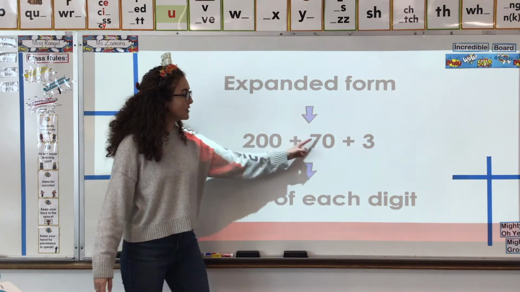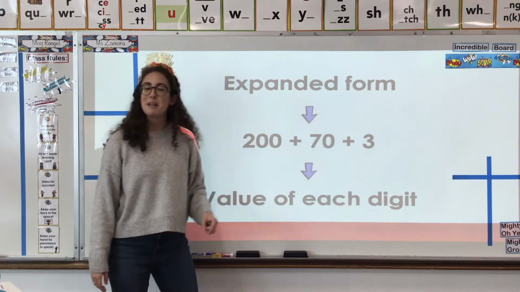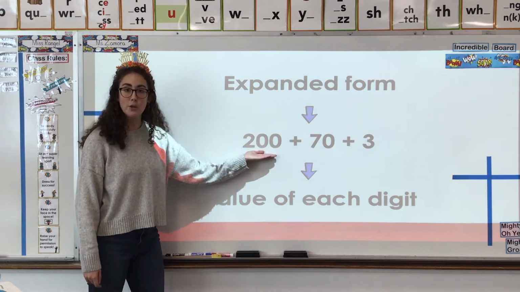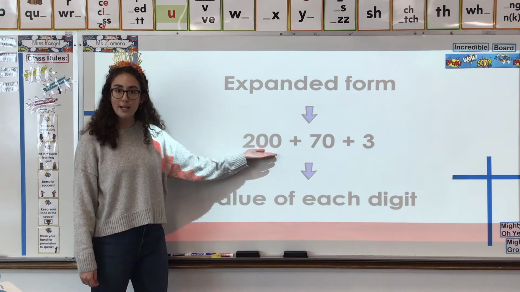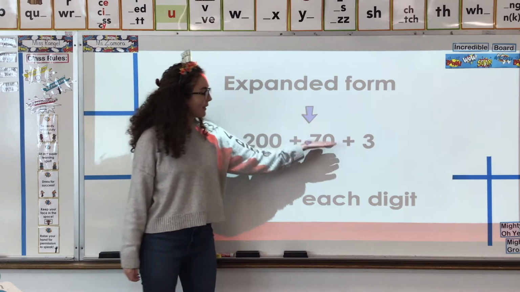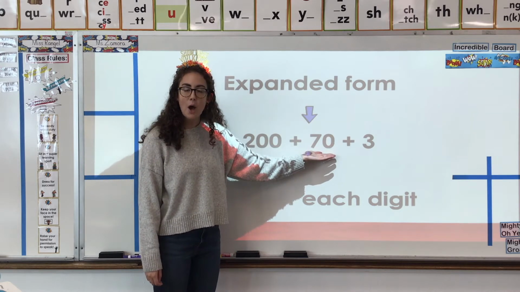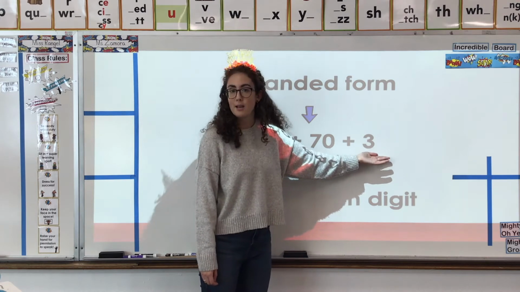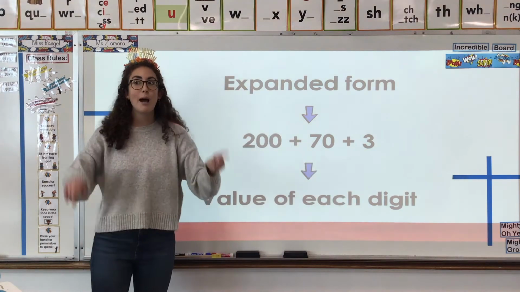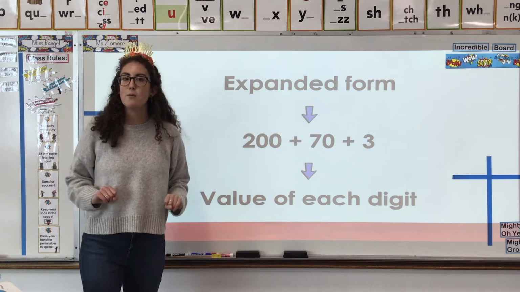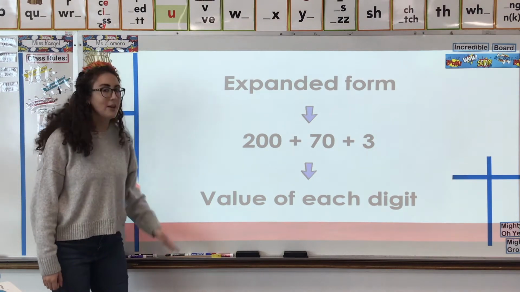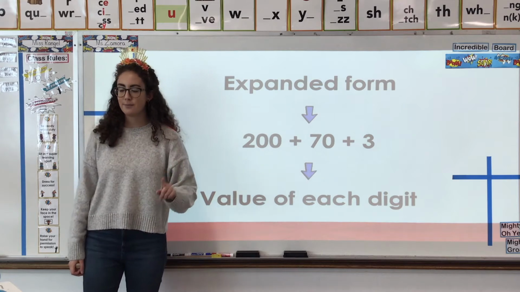So in 273, when we write it as expanded form, we can see the 2 was worth 200. That was its value. The 7's value was 70. And the 3's value was 3, which all depends on what place the digit was in. So expanded form shows the value of each digit.